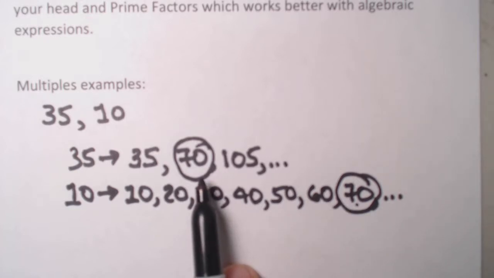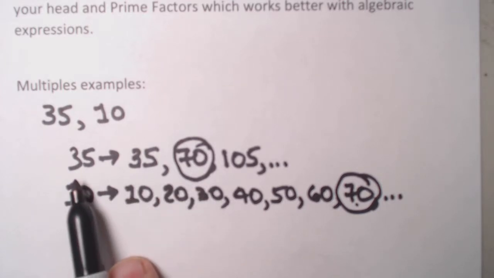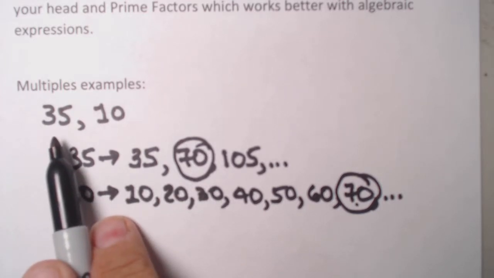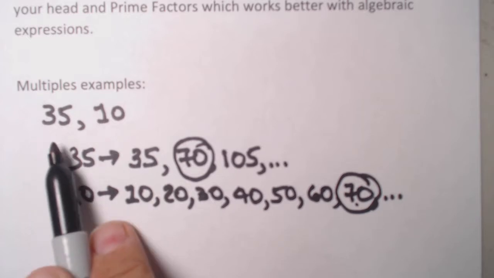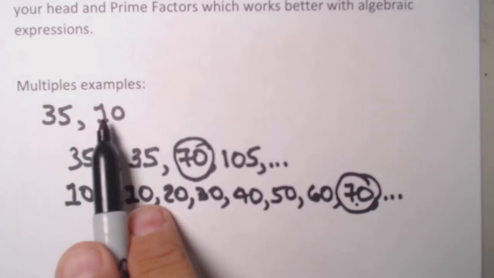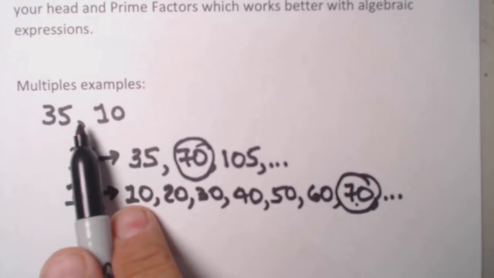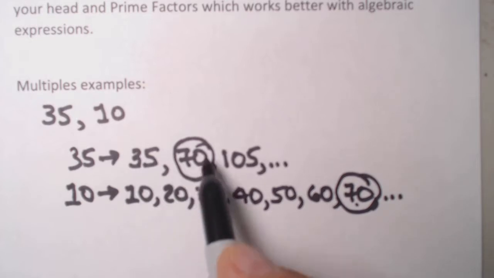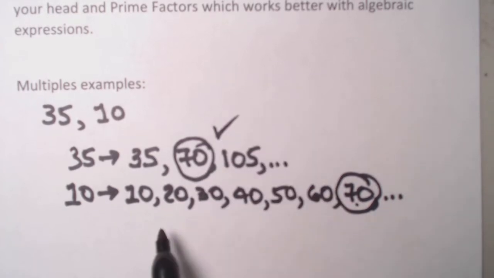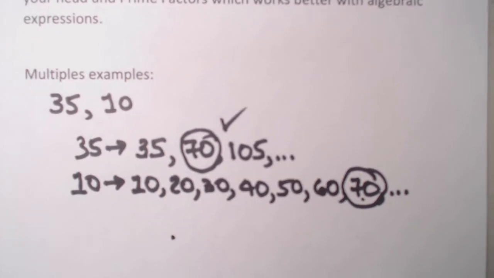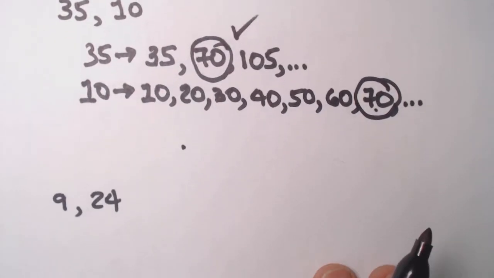Now, when you do this in your head, you shortcut a little bit of this process. Work with the larger number and think of the multiples of it. First multiple of 35 is 35. 10 does not divide into that. Second multiple of 35 is 70. 10 does divide into 70, so boom, there you are. 70 would be your LCM. Well, okay, let's look at another example here.